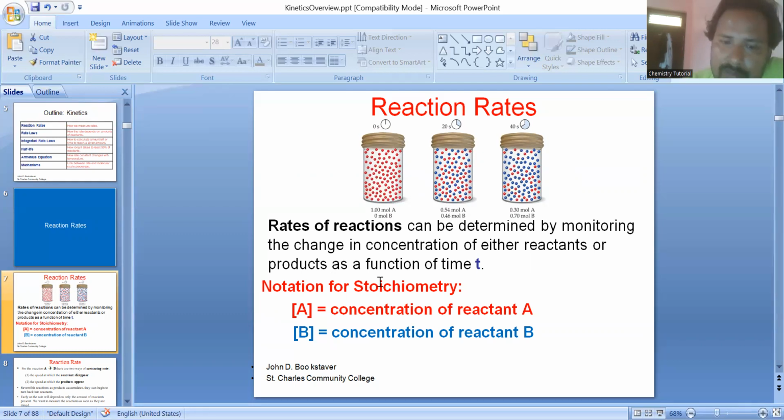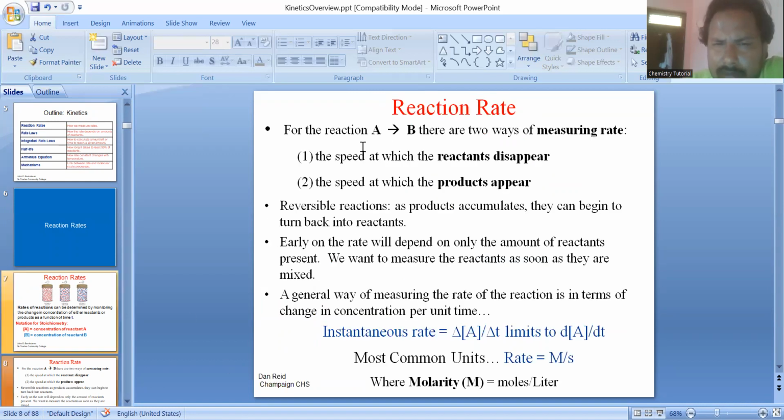Okay, so the notation for stoichiometry: it is denoted by the change in concentration of reactant A and the concentration of reactant B. In this reaction, in which A is converted to B, there are two ways of measuring the rate: the speed at which the reactant disappears and the speed at which the product appears. Okay, so these two terms are very important. A reactant disappears, then what happens here? Product appears. So it is the major concept.